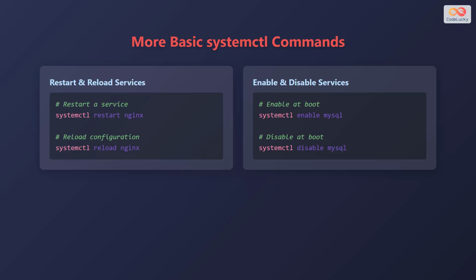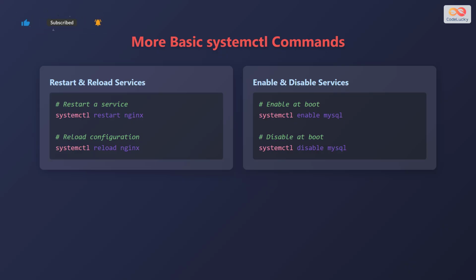Here are some more basic systemctl commands. First, restarting and reloading services. To restart a service, use the command systemctl restart, followed by the service name. For example, systemctl restart nginx. This will stop and then start the service.